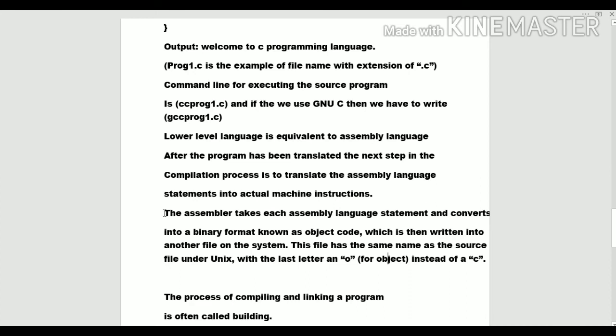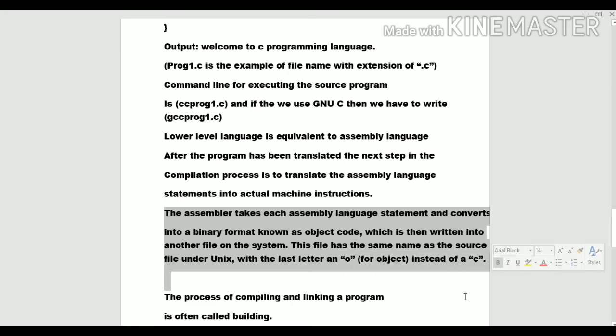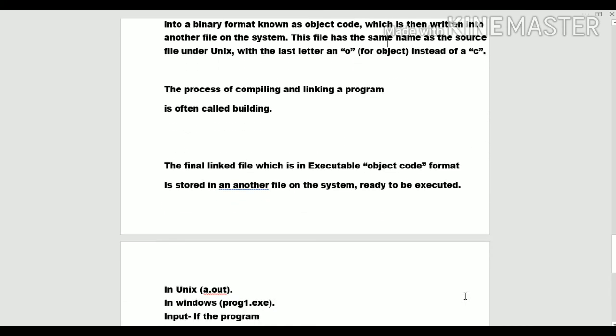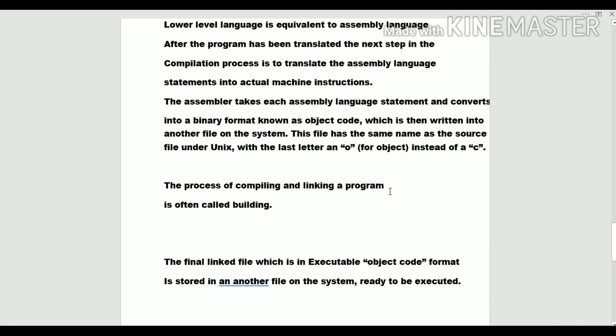There I have written this. The assembler takes each assembly language statement and converts it into the binary form known as object code, which is then written into another file of the system. The file has the same name as the source file under Unix, with the last letter as o. Here, o for object instead of .c. It means our program name changes from .c to .o, and .o is the file for object code. This can be automatically generated by the compiler.